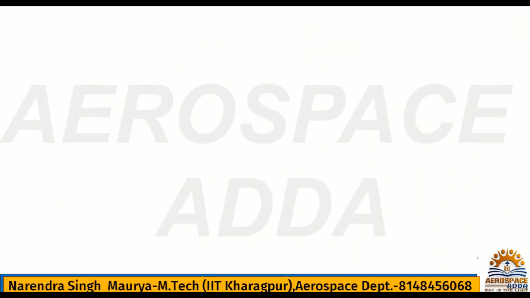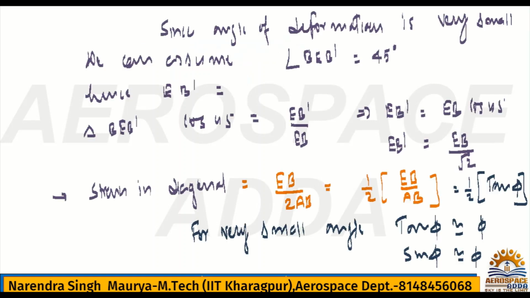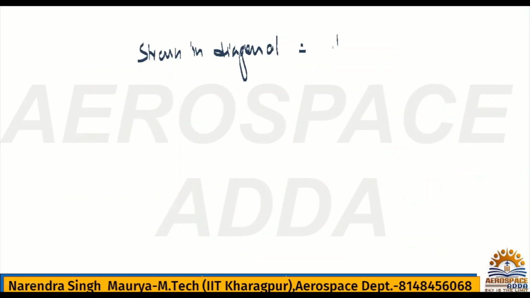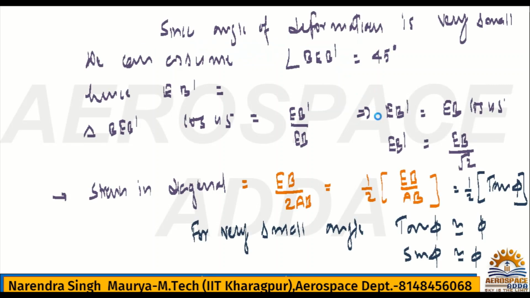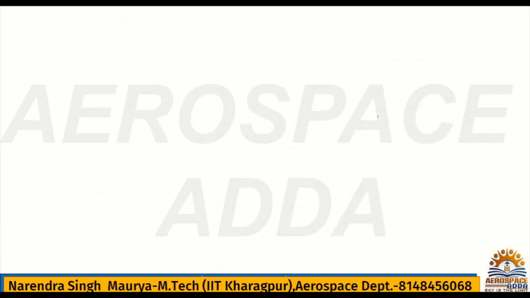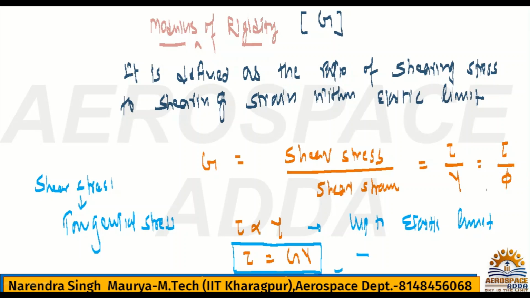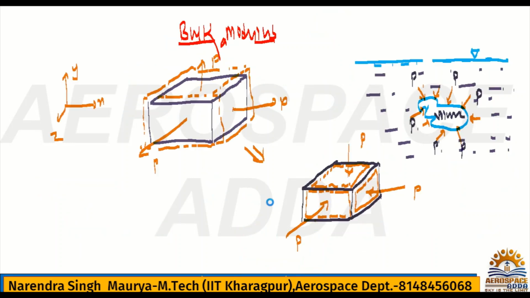So now strain in diagonal you got, ultimately, what is that? It's nothing but 1 by 2, instead of tan phi now you can write phi. This is nothing but strain in diagonal, right? Now if you see there, what is the phi? Just go back and check here. Here only you had defined what phi is. I can write phi is nothing but tau by G. Okay, so it's your choice.